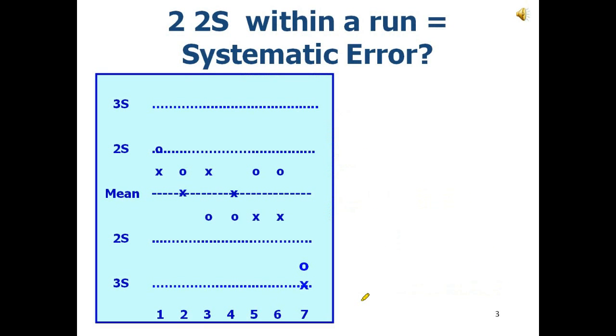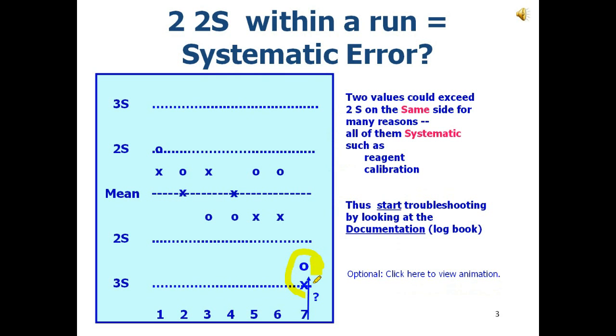Here's an example of a 2.2S rule within a run. See what Zoe has just done? She circled level O and level X. Now you'll notice that level O is outside negative 2S. That was our warning. So the next best thing to do is look at the other level of control, because in most instruments they will run right next to each other. If level X is outside the same 2S, then you've got a 2.2S within a run systematic error.